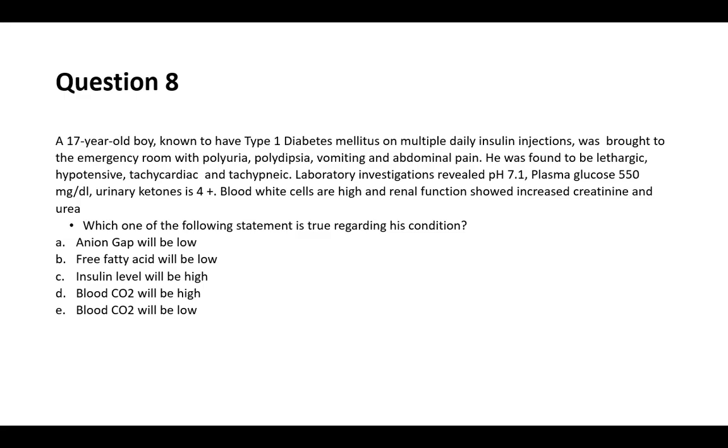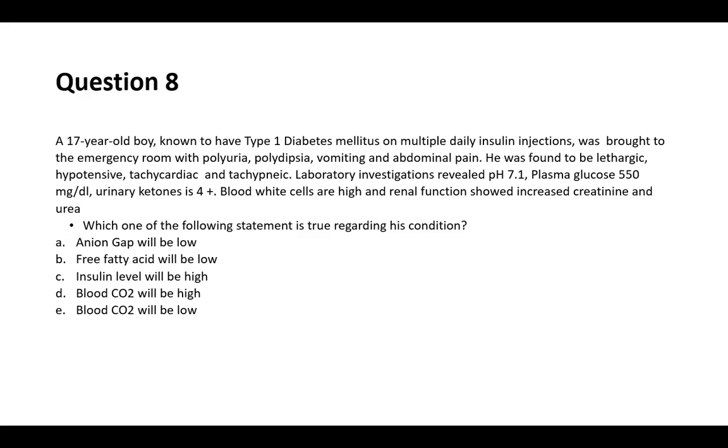B, free fatty acids will be low. They will be high because it's fat metabolism, right? C, insulin level will be high. There's a lack of insulin, it's the opposite. D, blood CO2 will be high. Because there's compensation, the respiratory compensation would be respiratory alkalosis, right? So CO2 would be lower. So E, because of respiratory alkalosis for compensation.